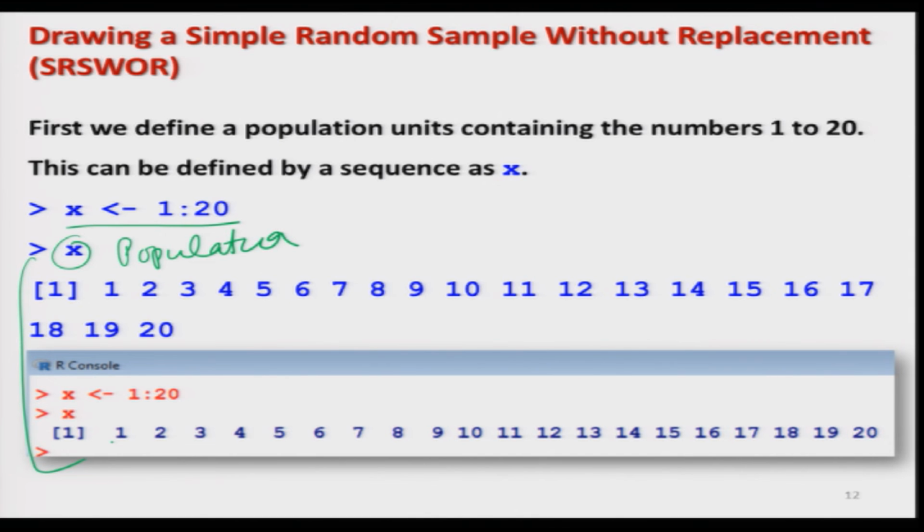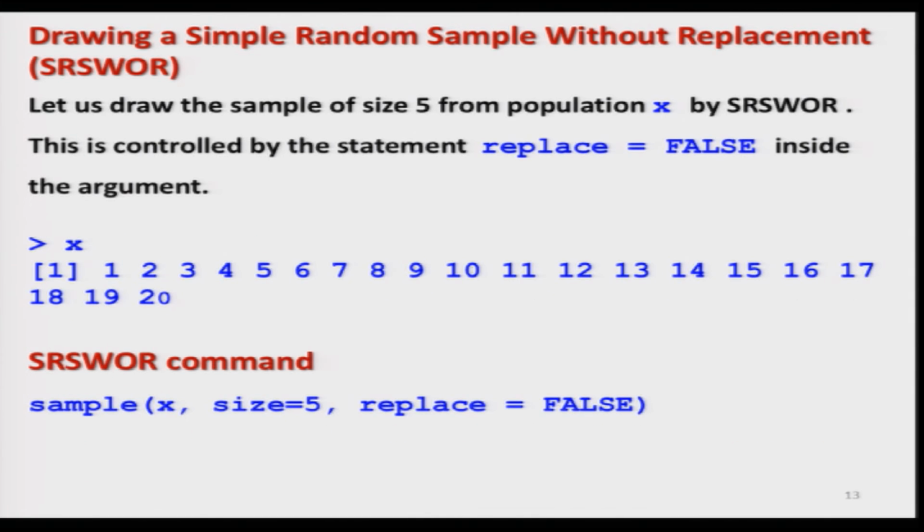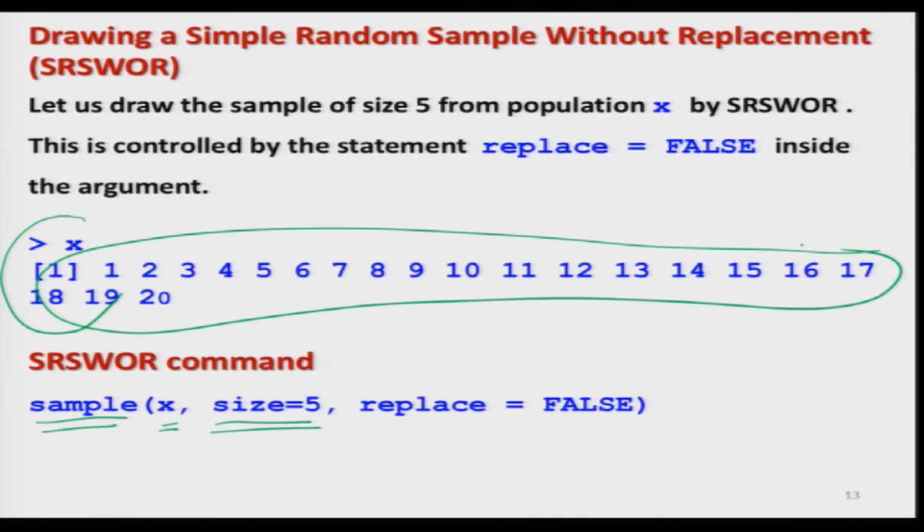Now, I would like to draw the sample from this population by using simple random sampling with and without replacement. So, first I go for simple random sampling without replacement. Suppose I want to draw a sample of size 5 from the population indicated by x. So, I will write sample, then inside the parenthesis x, which is the population, and then size equal to 5. That means I want to draw 5 units from these numbers 1 to 20, which are mentioned inside the data vector x, and then I am using the option replace, replace equal to FALSE.